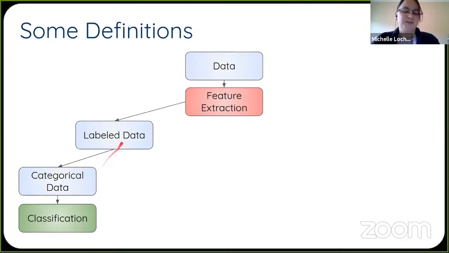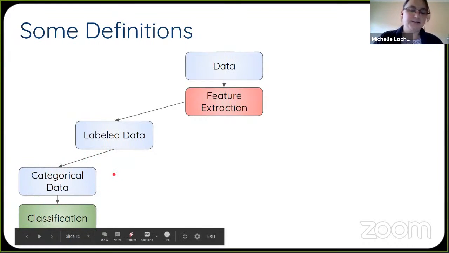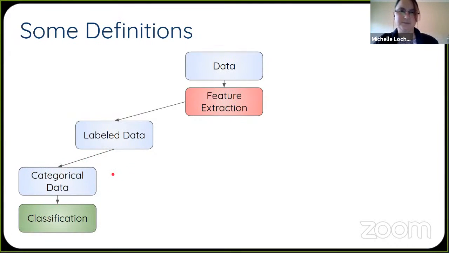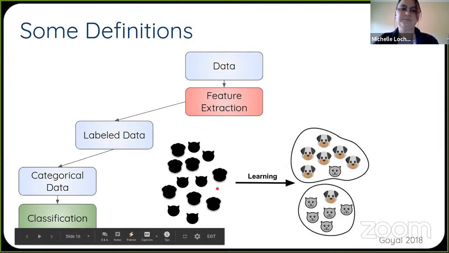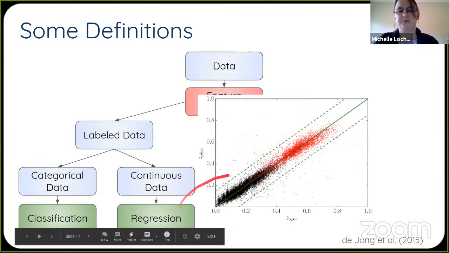And just to let you know that there are again two branches of supervised learning. One is where you have categorical data, which is most of the things that I've demonstrated up until now, which is classification problems. Is it a dog or is it a cat? And the other is where you have continuous data, which is regression problems. And a very common one in astronomy is, for instance, predicting photometric redshifts.